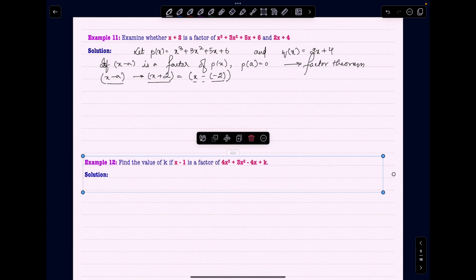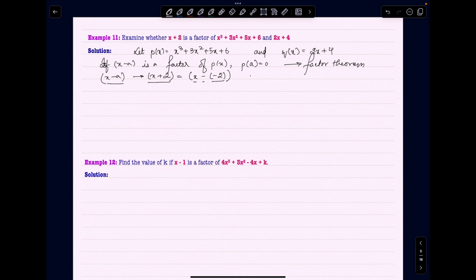So on comparison, what are we getting? A equals minus 2. Now it is saying that we have to check whether x plus 2 is a factor or not. So if it is a factor, then p of a equals 0. So I have to check whether p of minus 2 equals 0 or not. We have to check. So I have to find what? I have to find p of minus 2.